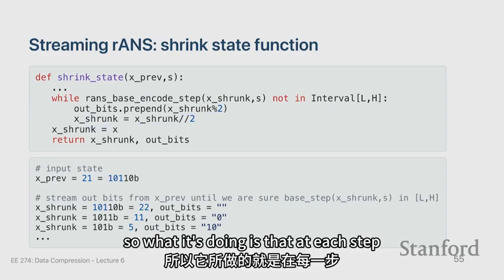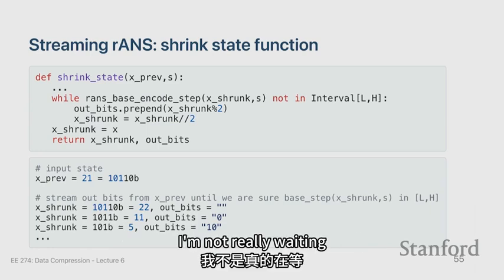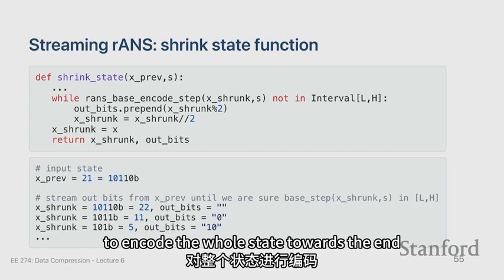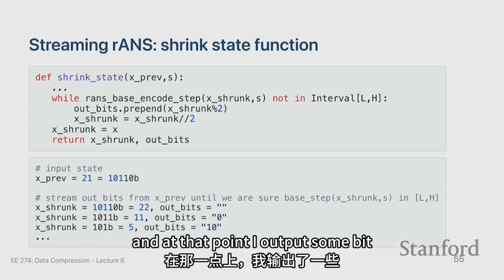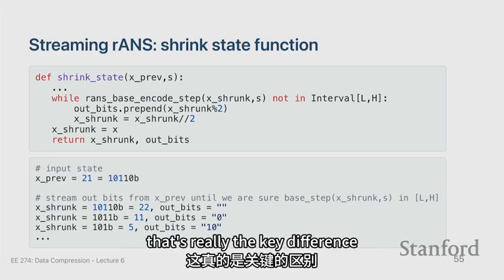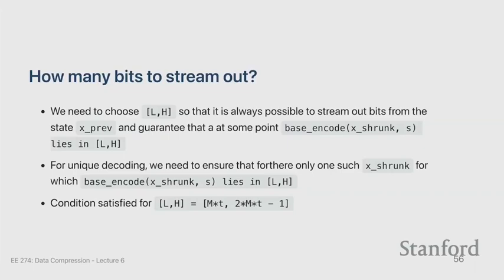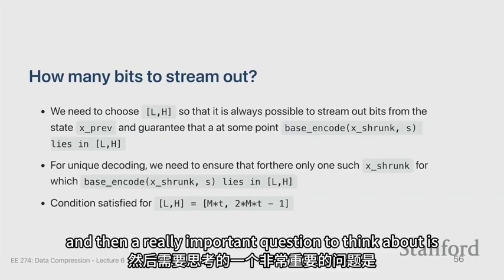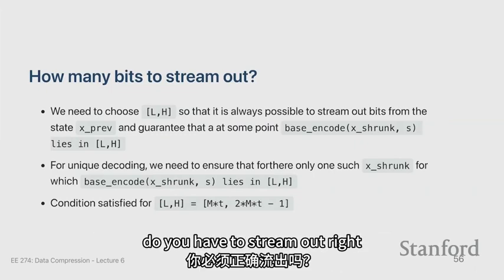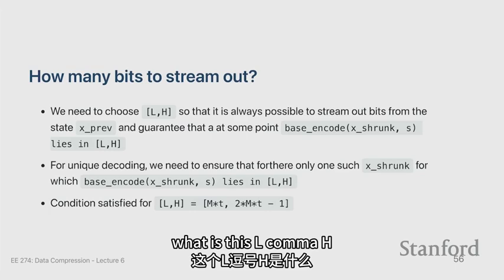So what it's doing is that at each step, I might output some bits. I'm not really waiting to encode the whole state towards the end. At that point, I output some bit. That's really the key difference. And then a really important question to think about is how many bits do you have to stream out? What is this L, H?